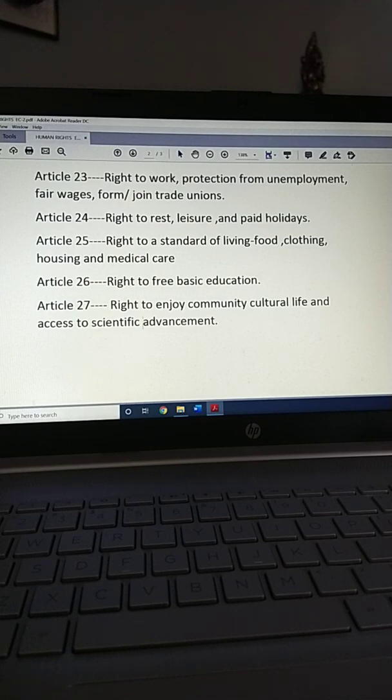Next one is right to rest, leisure and paid holidays.